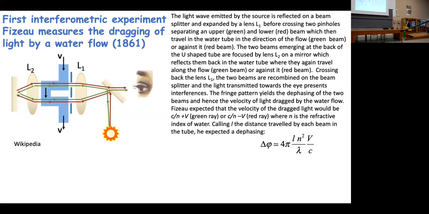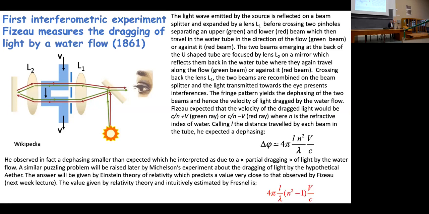And Fizeau was surprised because he did not observe that. What he observed is something which looks like n squared minus 1, so a much smaller effect. And he interpreted that by saying that, in fact, the flow is partially dragging the light.